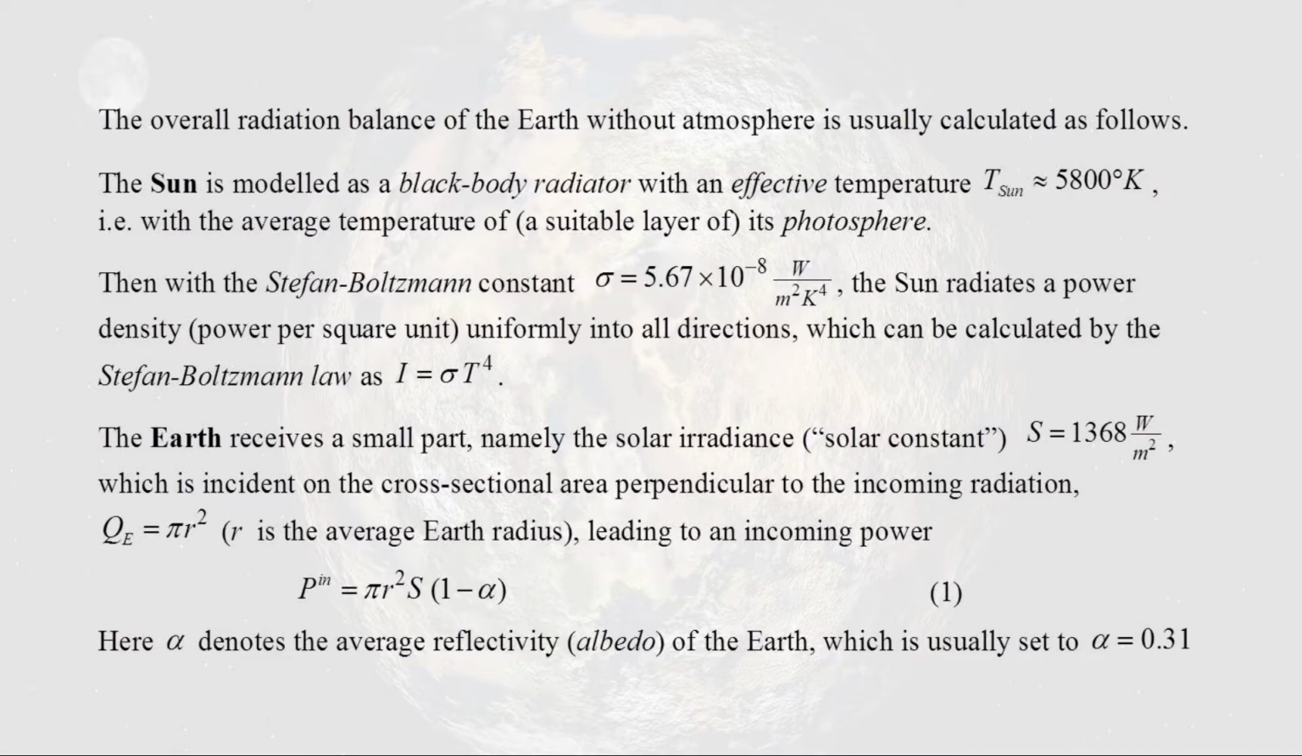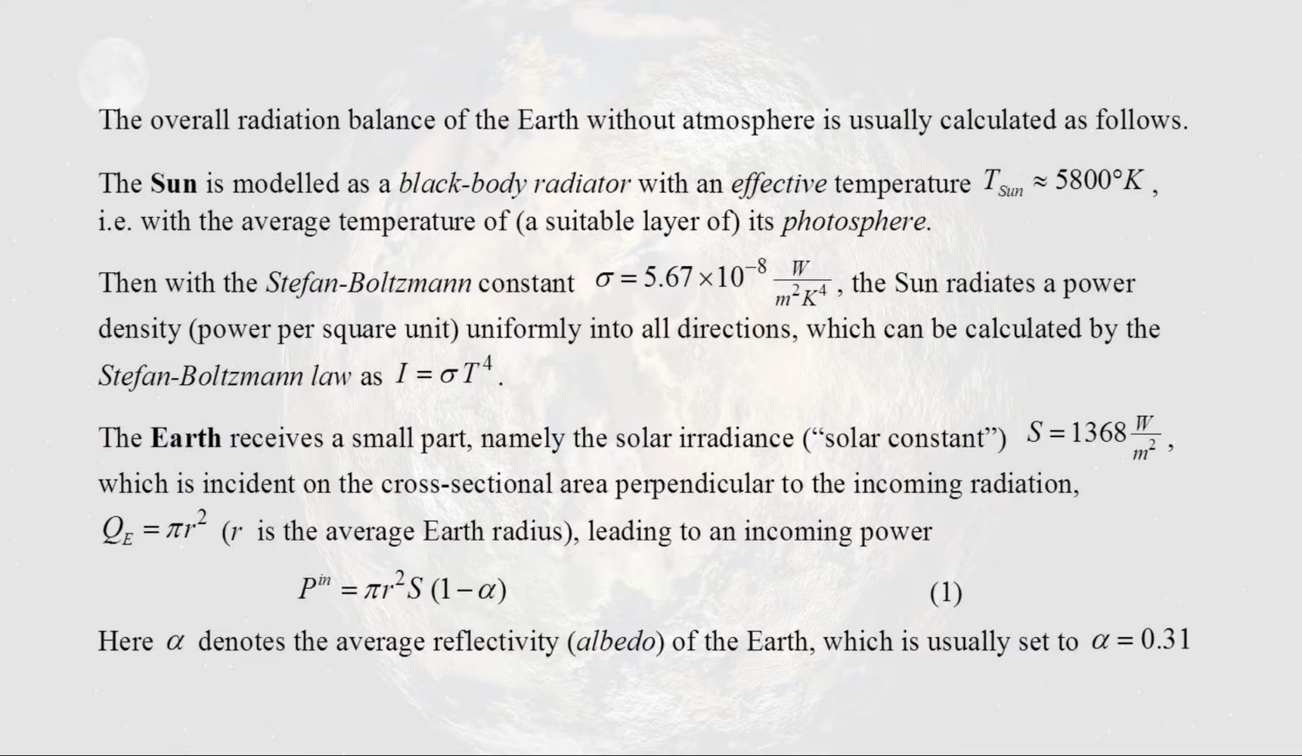The Sun is modeled as a blackbody irradiator with an effective temperature of about 5,800 degrees Kelvin, that is, with the average temperature of a suitable layer of its photosphere. Then, with the Stefan-Boltzmann constant sigma, the Sun radiates a power density, power per square unit, uniformly into all directions, which can be calculated by the Stefan-Boltzmann law as I equals sigma times T to the fourth.